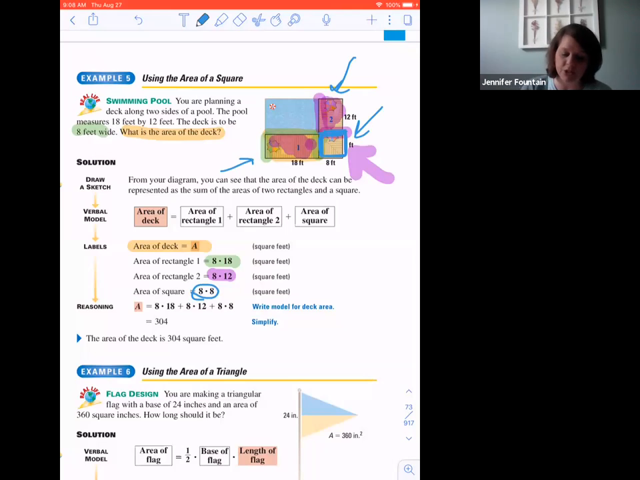So now I take my area of rectangle 1, my area of rectangle 2, and my area of my square, and I just add them up. 8 times 18 plus 8 times 12 plus 8 times 8 is equal to 304 square feet. So drawing that diagram can be helpful so we do not forget parts of what we're looking for.